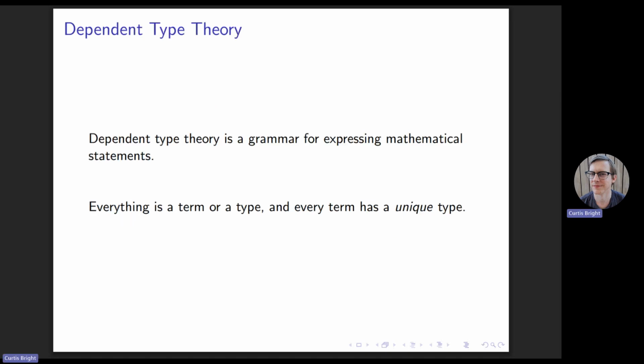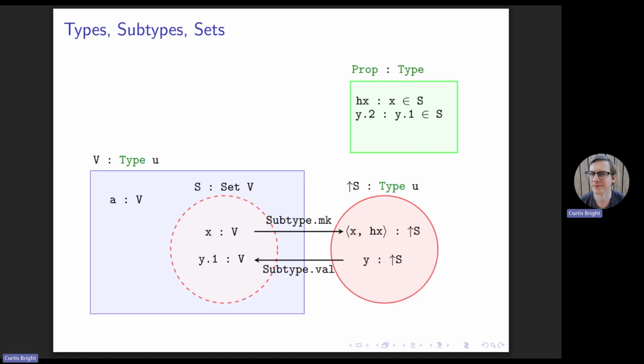So what is dependent type theory? Dependent type theory is a grammar for expressing mathematical statements. Everything in dependent type theory is a term or a type, and every term has a unique type. So the unique type part is important. I threw together this diagram this morning. Please admire it. I'm very proud of it.